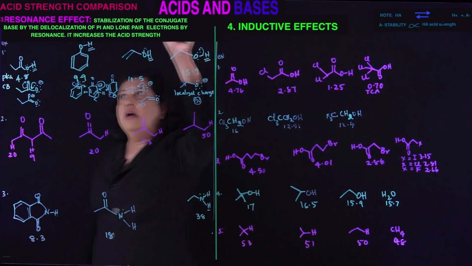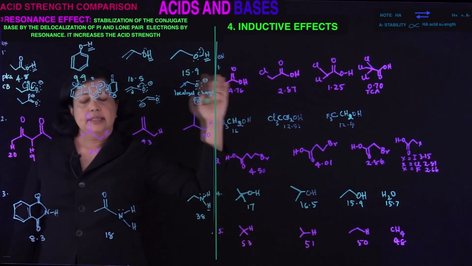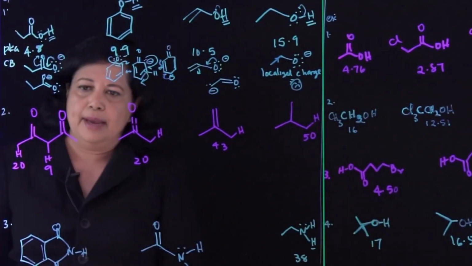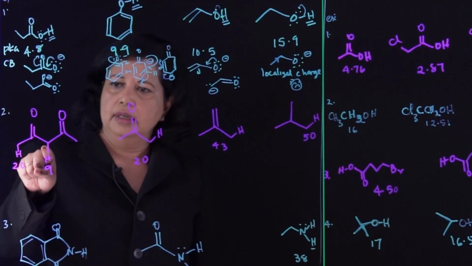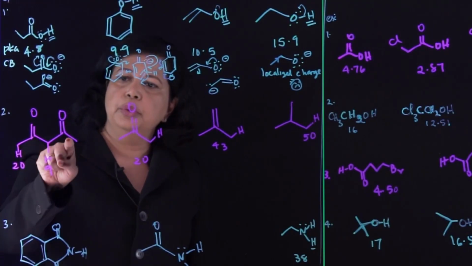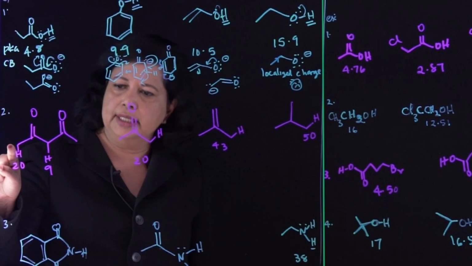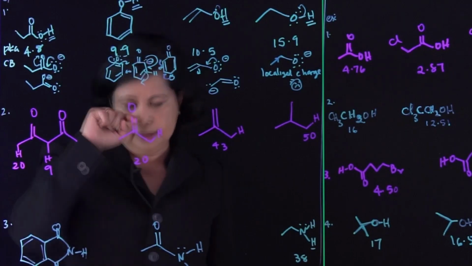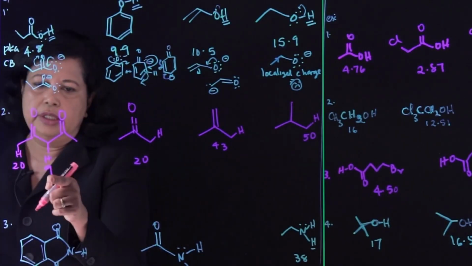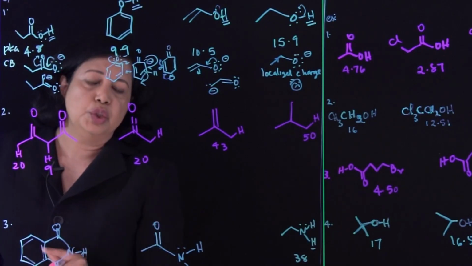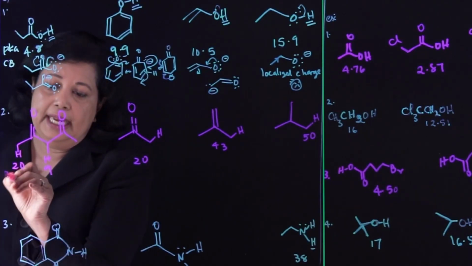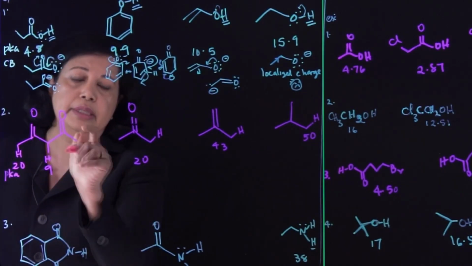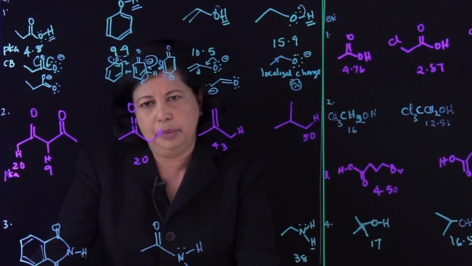And when you stabilize the conjugate base, then your acidity increases. Let's look at another one here. Another example. We have over here a hydrogen in the middle of 2 carbonyls, and we have a hydrogen at the end. So that's kind of like here, right, next to that. Why is the Ka here 10 to the minus 9 and here 10 to the minus 20? So pKa here is a lot lower than here, even though they're both next to carbonyls. What do you think would be the reason?